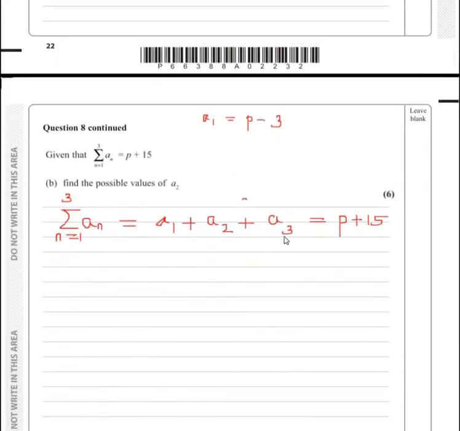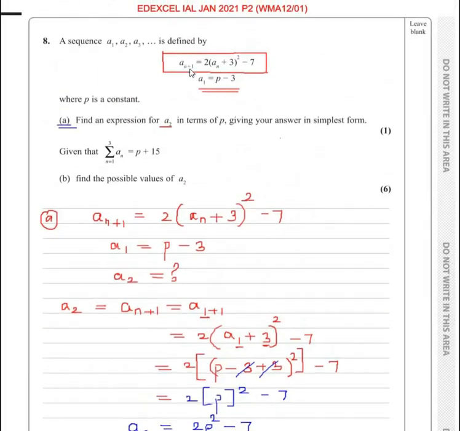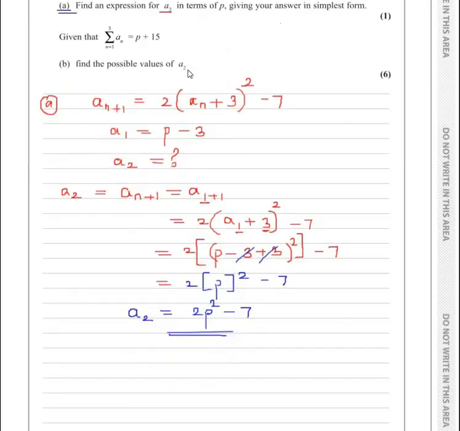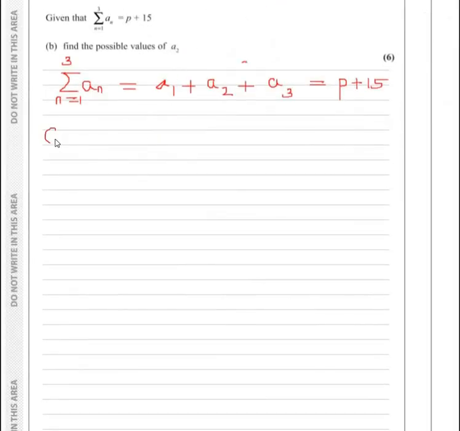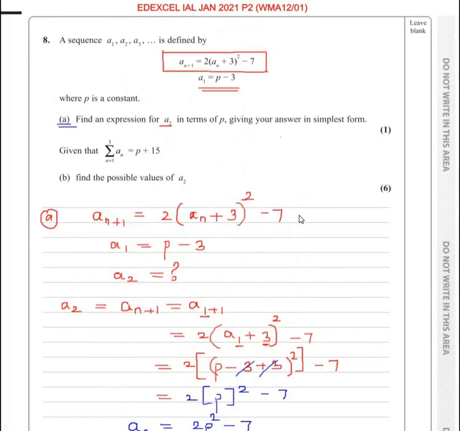Now the other one which we need to find out is a3. We do not have a3 with us, but we do have the rule with us over here: a(n+1) equals (an + 3) the whole square minus 7, to find out the value of a3. So let us just copy down the given rule. Given a(n+1) equals (an + 3) the whole square minus 7.